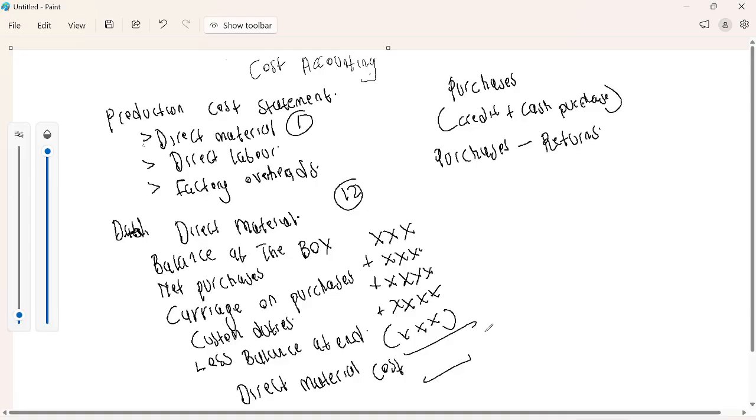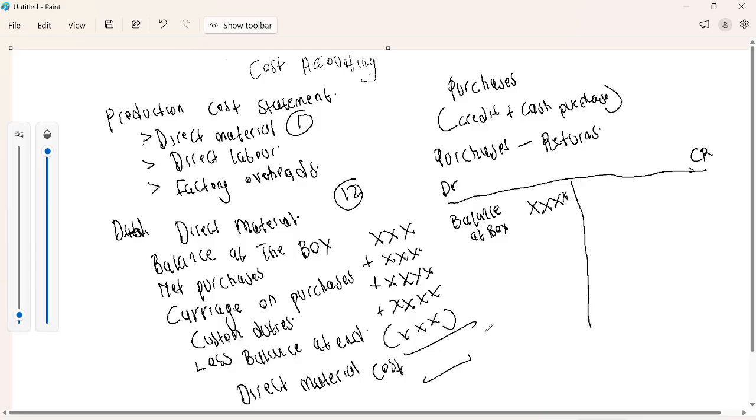For grade 11, this is what you're gonna do. You are simply gonna draw a T account, right? This is how I used to do it in high school. You're gonna say debit, credit, right? Then you're gonna say balance at the beginning, or you can say balance brought down, meaning this is the balance at the beginning. The balance that you're having here, you will have it here.